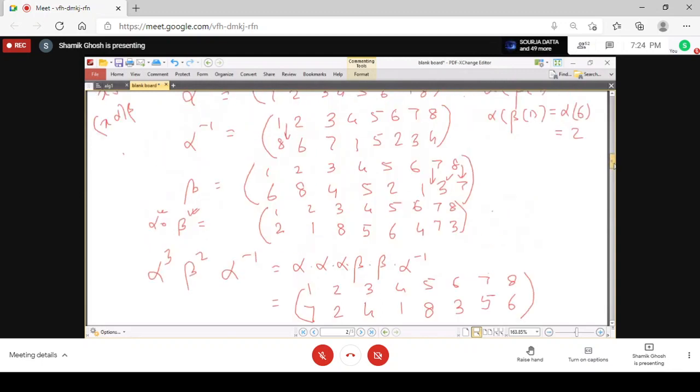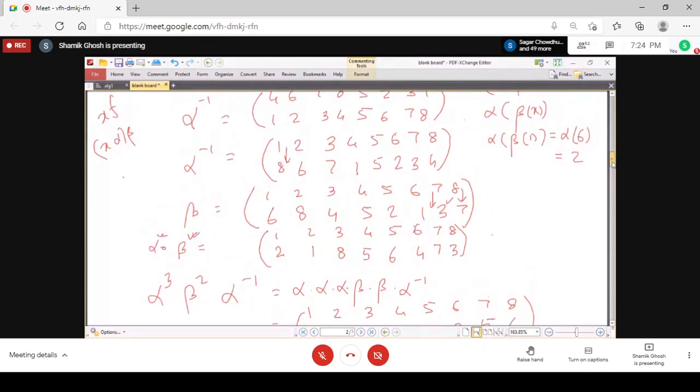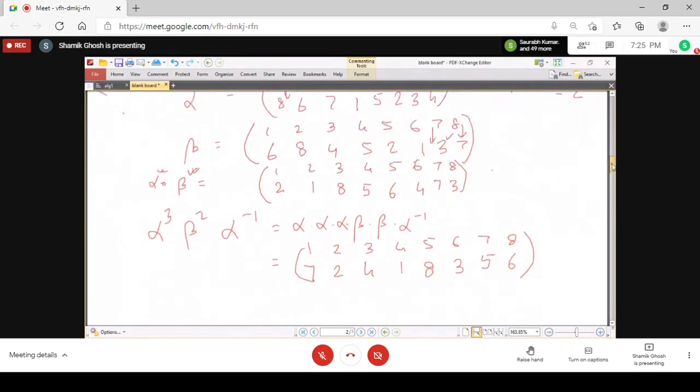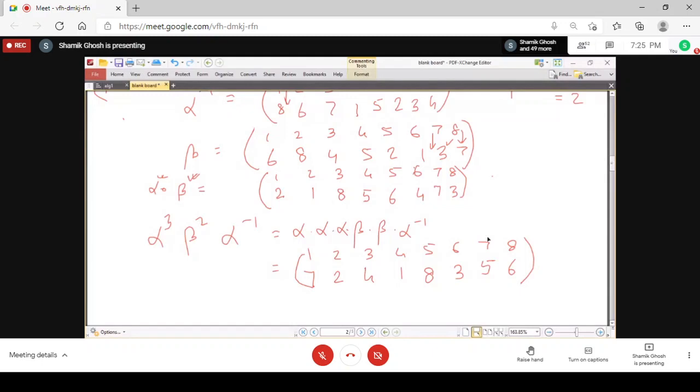Okay, if you have any questions about this, if you find the composition difficult to understand, if you want to ask anything about this composition, then you can ask. No, sir. Okay. Then you see that this is the composition of elements.